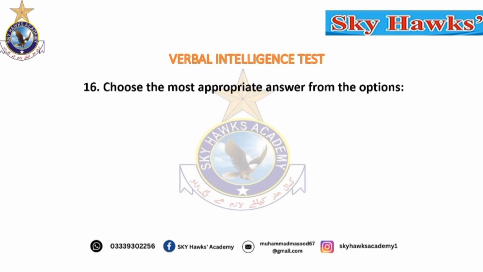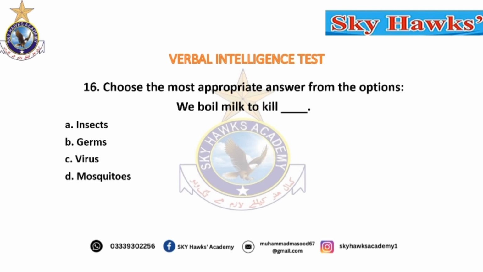Next question is, choose the most appropriate answer from the options. We boil milk to kill insects, germs, virus, and mosquitoes. When we boil the milk, the main purpose is to kill the germs. When we heat milk to a high temperature, it helps to eliminate harmful bacteria and other microorganisms that may be present in it. So this helps to make milk safer to consume. So the correct answer here out of all of this would be germs.